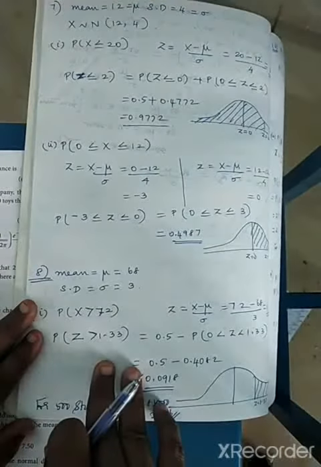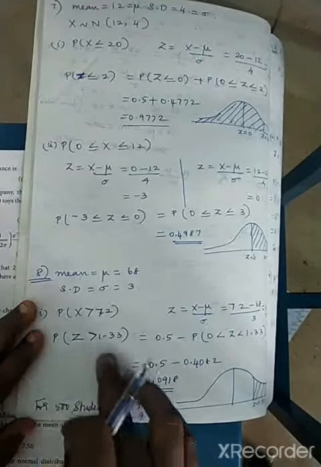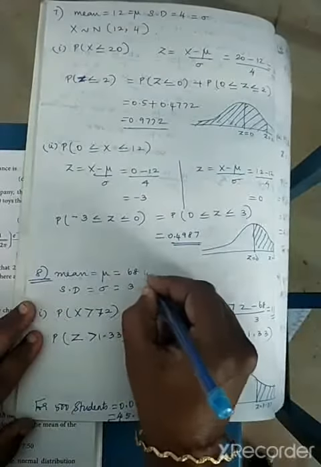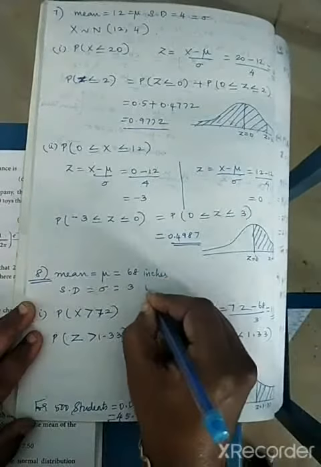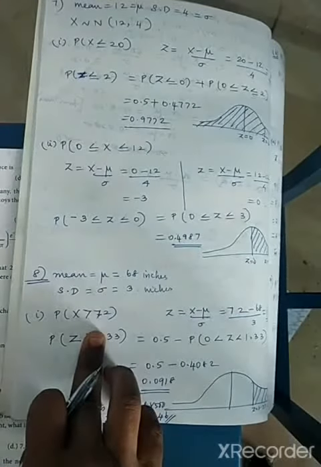Coming to the 8th problem, heights of 500 students are given. Normally distributed with mean 68 inches and standard deviation 3 inches. First, what they are asking is greater than 72.